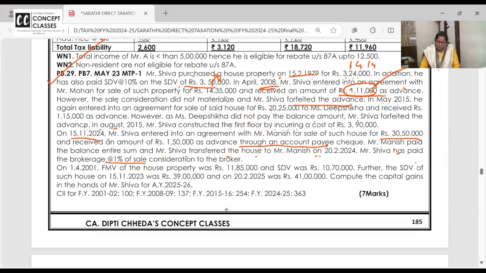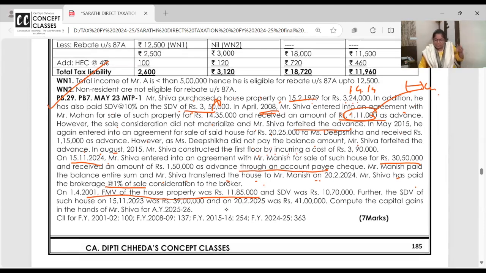Shiva has also paid brokerage. Fair market value on 2001 is important because they have acquired the house in 1979. Yes, so fair market value of the house. What adjustments are there in this problem? For every adjustment I'll make you write a note. We'll do it after reading a little. It's a very nice question.